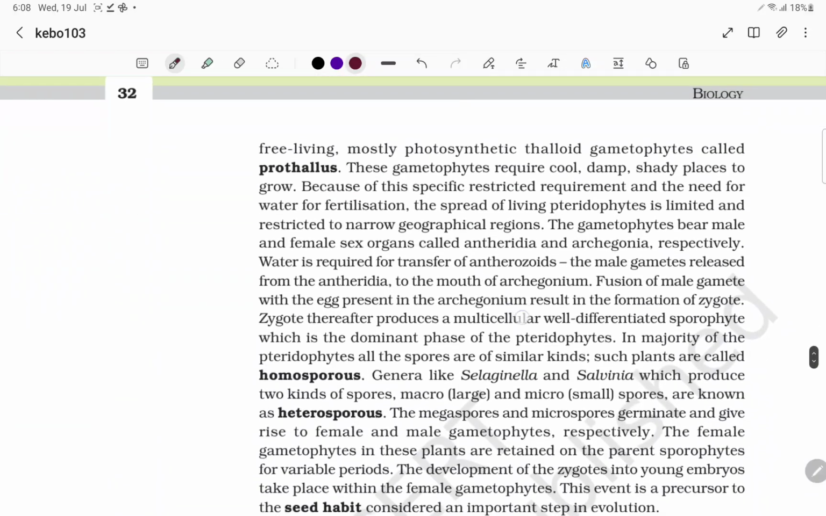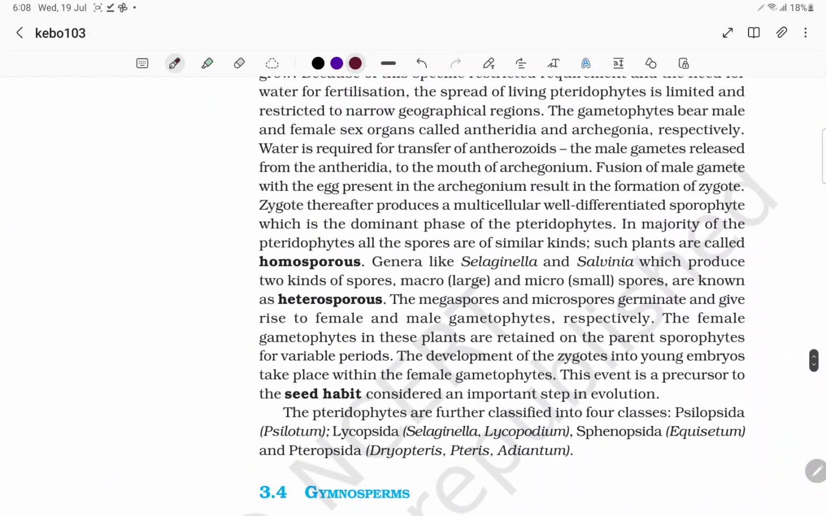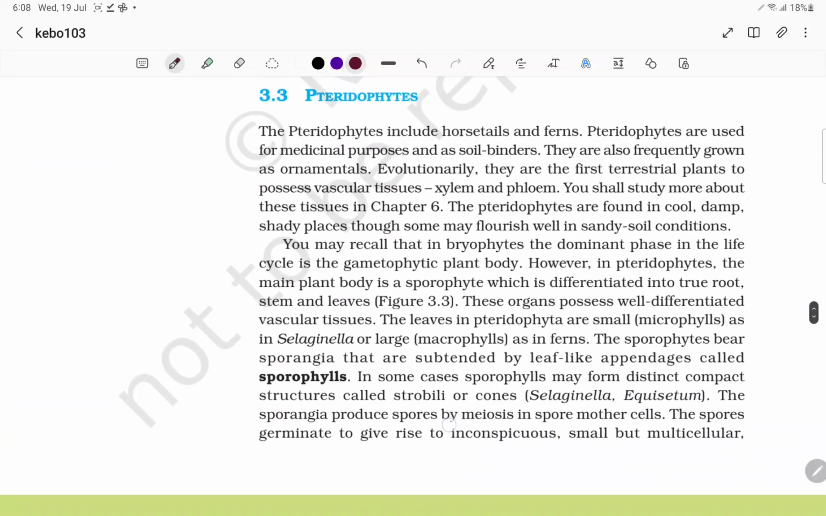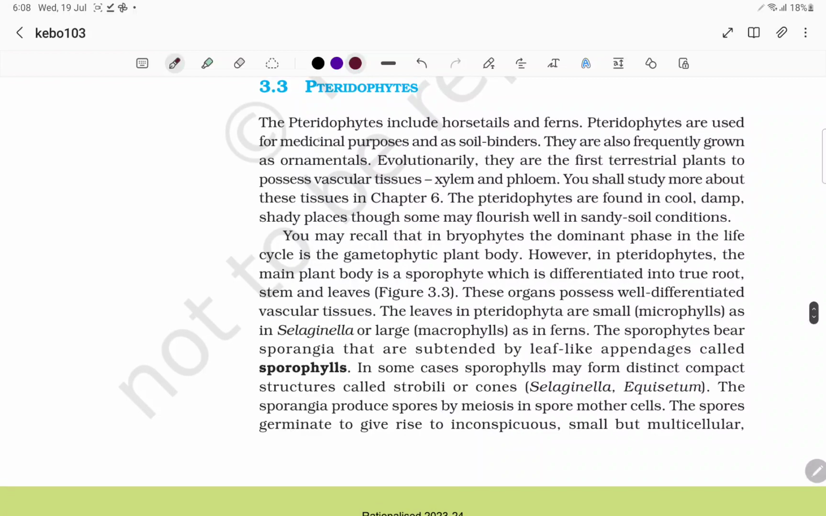So let's discuss pteridophytes. Pteridophytes are the first true vascular plants. They usually include horsetails and ferns. Pteridophytes are used for medicinal purposes and they are soil binders. They are also frequently grown as ornamentals. Evolutionarily, they are the first terrestrial plants to possess vascular tissue, xylem and phloem. You shall study more about these tissues.